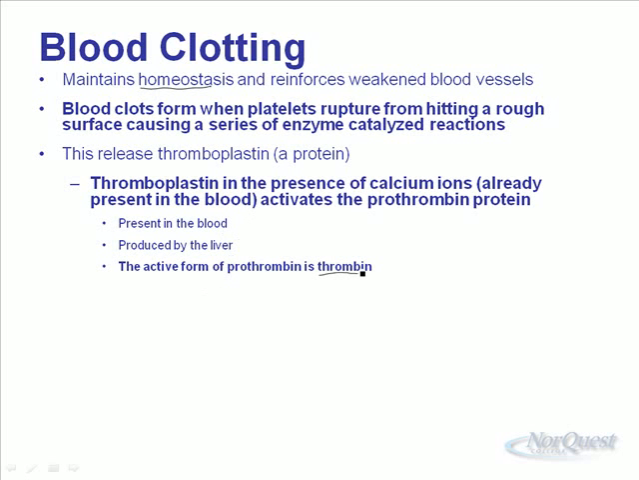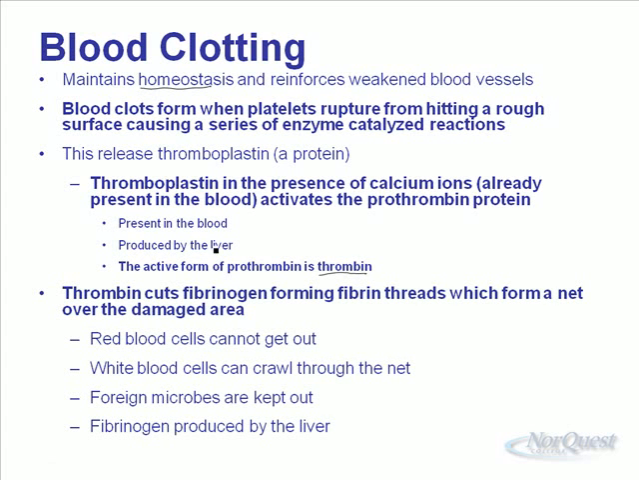One of the reasons it's so complicated is that if blood clots were easily formed, they would pose more of a risk than a help. If blood clots form easily, then they might start forming when we don't want them to. So there's a series of steps involved in forming a blood clot. That thrombin cuts the fibrinogen, forming fibrin threads. So fibrinogen, it's already in your blood, it's sitting there, it's doing nothing, it's a protein. In the presence of thrombin, it's turned into fibrin threads.